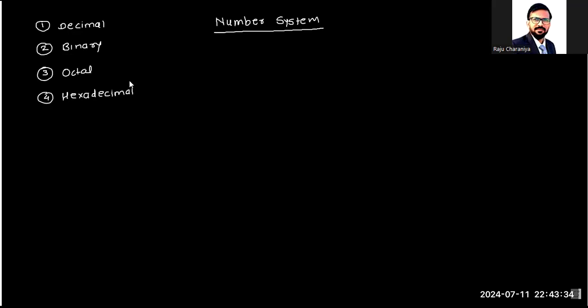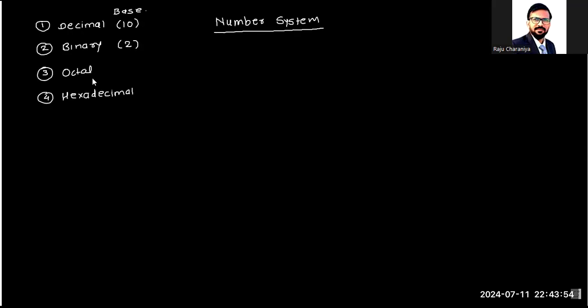Now, the total digits used in the decimal number system are 10, so the base will be 10. We denote the total number of digits used in a number system as its base. In binary, we use only 0 and 1, so the base is 2.